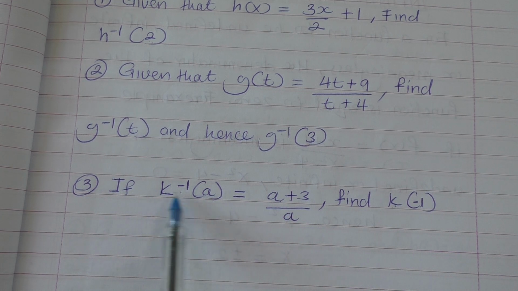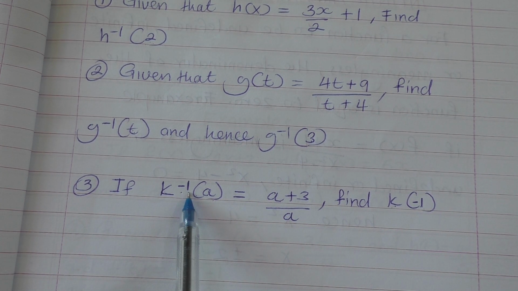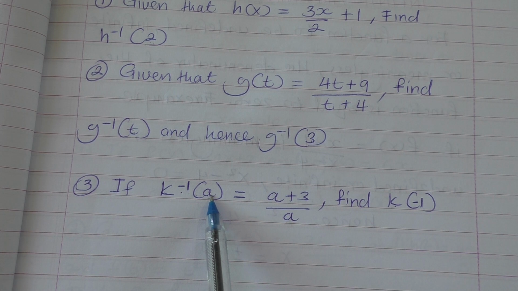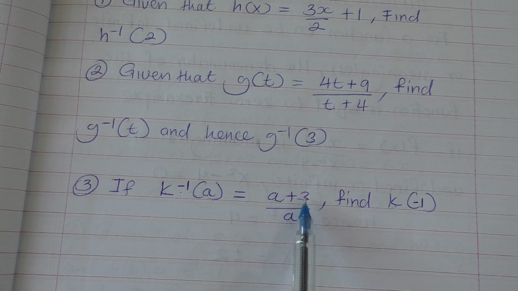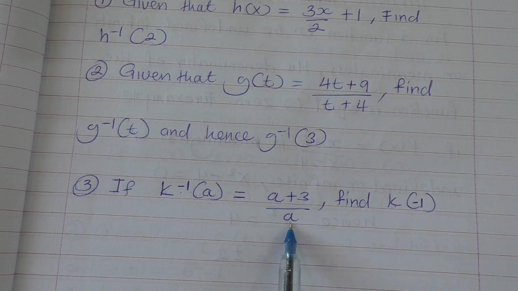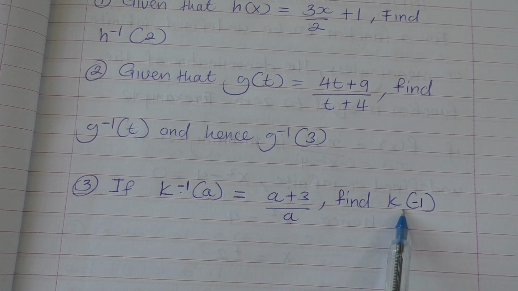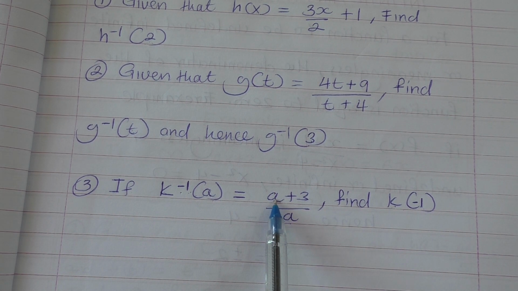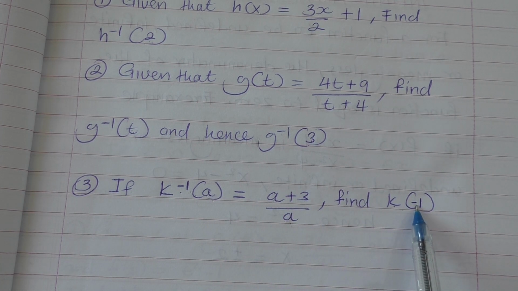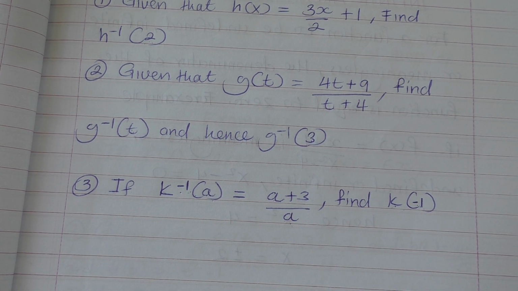So how do we get k(a) from the inverse? We use the same formula. We shall let k inverse be y. Then you say y equals a plus 3 over a. Then you make a the subject and substitute a with k of a and y with a. Then after getting k of a, you replace a with -1. So you try those 3 numbers that have been on the inverse of a function.